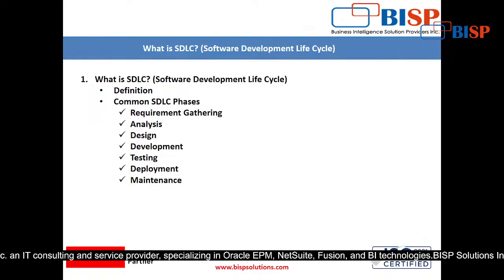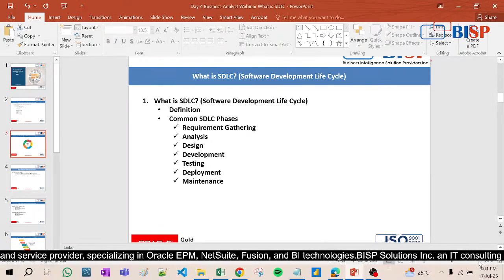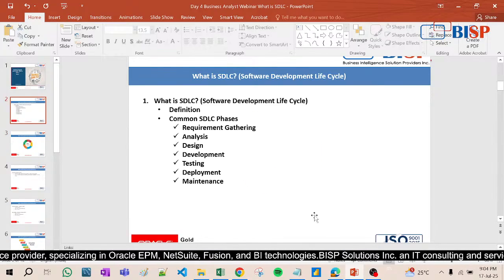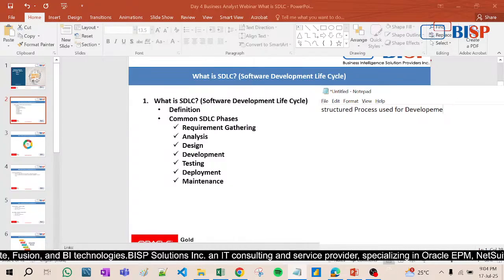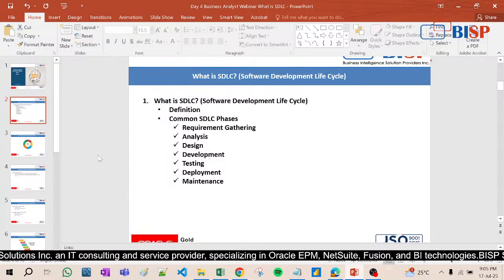First of all, I have given you the definition that SDLC is a structured process used for development of software, that's it. Now this is the definition. Now the common phases in this. For example, if a project comes for something like a college management system, right?